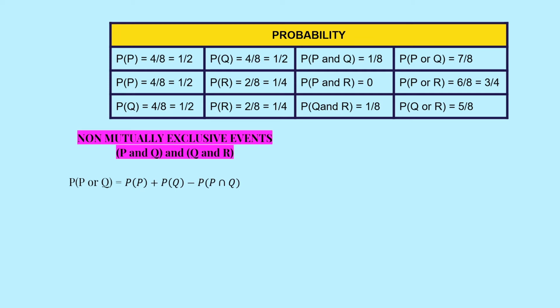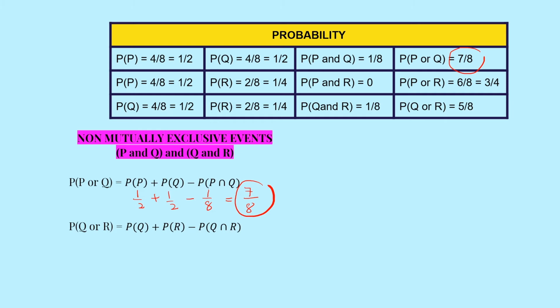From the values here, we can see that the probability of P is 1 over 2. Probability of Q is also 1 over 2. The probability of P intersect with Q, or in other words the probability of P and Q, as you can see in the table, is equal to 1 over 8. So when we calculate this, we will get 7 over 8, which is equal to the probability of getting P or Q. Therefore, we satisfied this formula.